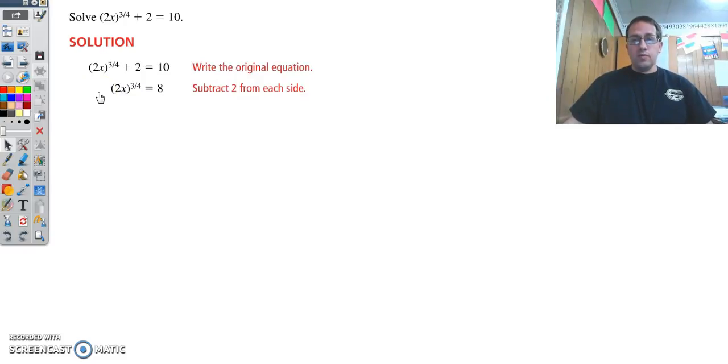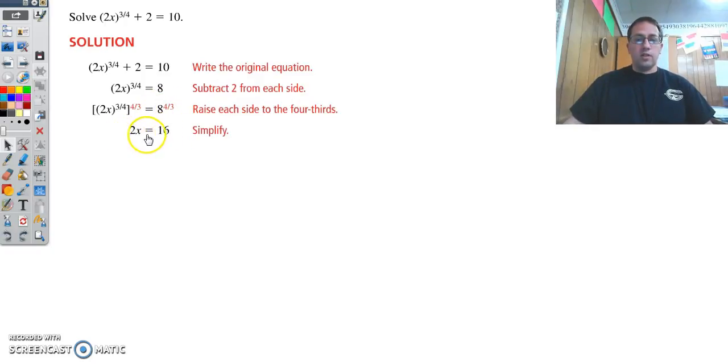Now we need to raise both sides to some exponent that will cancel out the exponent we have. So we need to cancel out this 3/4. And so what we're going to do is raise both sides to the 4/3 power. So we're going to raise everything to the 4/3 power. And over here on the left, it just cancels out the exponent. And then here we just see what that is. Well, that's the cube root of 8, which is 2 to the 4th, so that's 16.